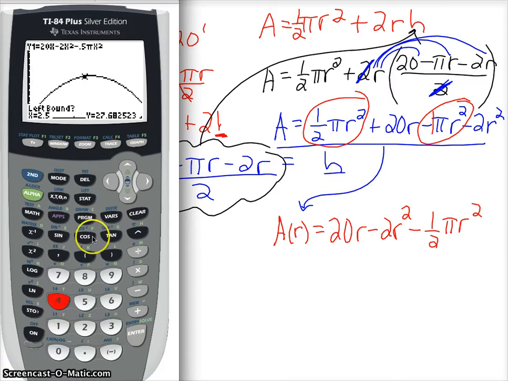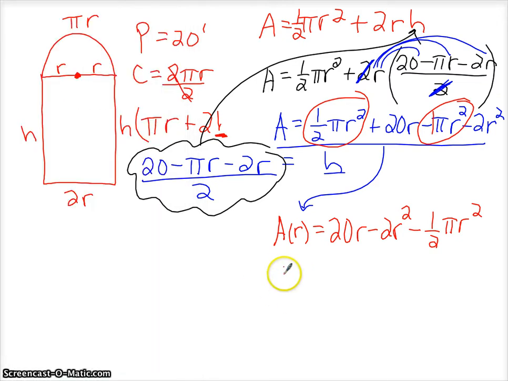Okay, now what we'll do is we're trying to maximize the area, so we're going to hit second trace, choice 4 for maximum. We're going to do our left bound, and then we're going to do our right bound. And we get an x value, which in our case is r, we'll round to the nearest tenth, 2.8. So the maximum area occurs when r is 2.8.